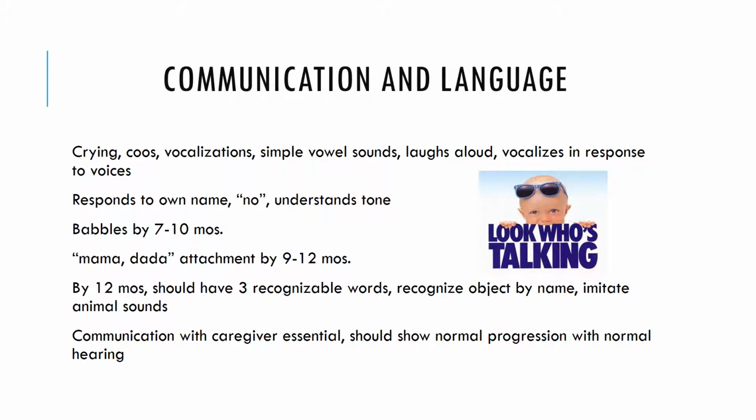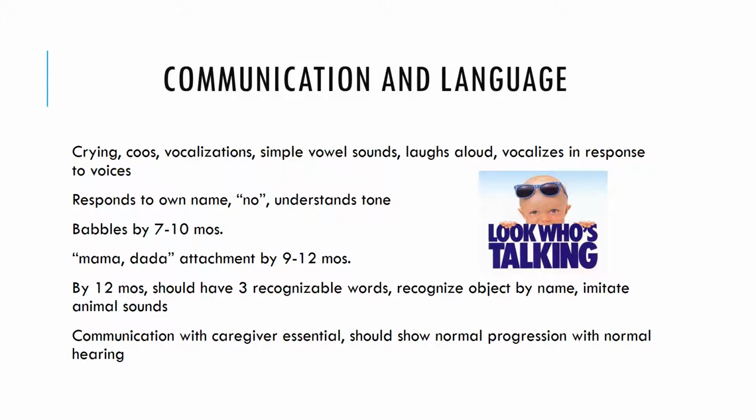Communication and language. We know that whenever they're born, they cry, they coo, they make different vocalizations. But when they're newborn, they're either quiet or they're crying whenever they first come home. But mom and dad will start learning what their different cues are. And sometimes they have different responses to different voices. Responding to their own name won't happen until after they get older. And the babbling usually starts about 7 to 10 months, mama and dada around 9 to 12 months. So these types of things we're not expecting whenever they go home as a newborn.